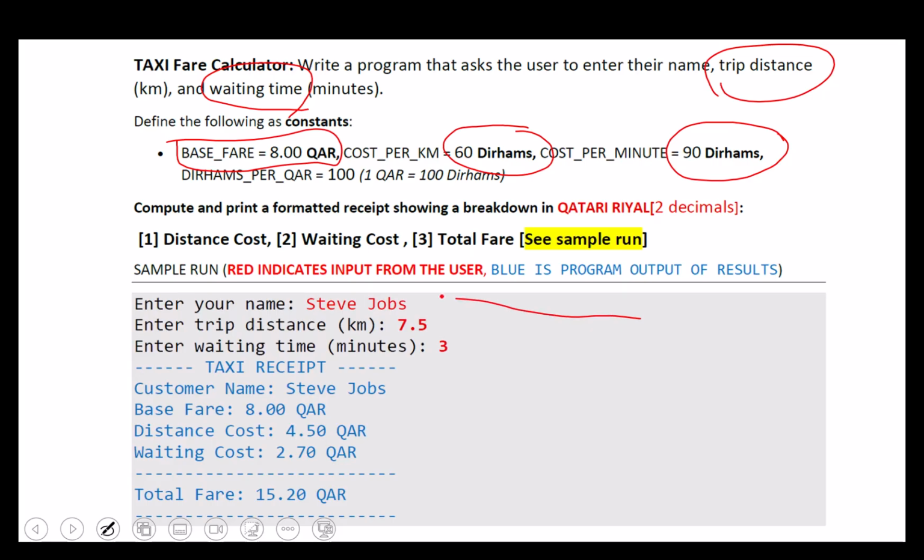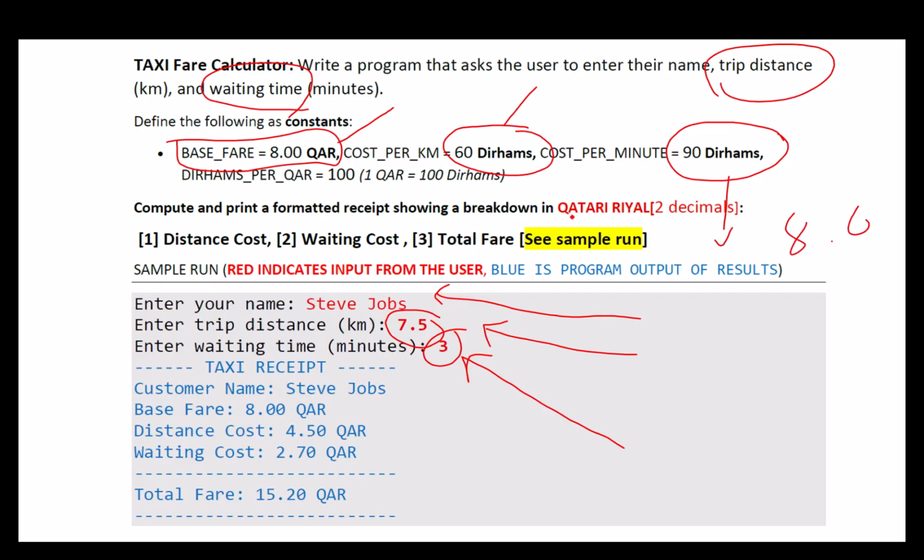So our input is going to be the name. Second one is the distance, and notice the distance is float, and the minute can be a float or integer. Base rate always is there, 8 riyals. Then we have 60 dirhams for every kilometer and 90 dirhams for every minute we wait. Our input is asking about these three things. Let's go and start the code.